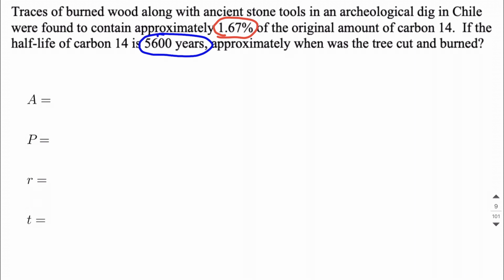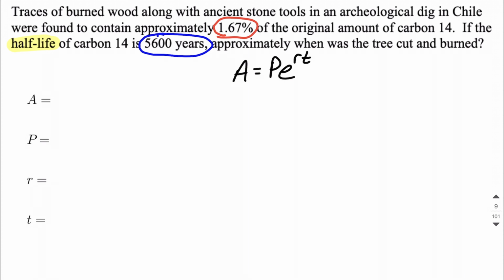All right, so big keyword there, we see half-life come up. We want to know approximately when was the tree cut and burned. So to put this information together, and this is kind of a tricky problem, this is all going to fit into our A equals P times e raised to the rt formula. You may see different variables here depending on exactly how this has been taught to you, but basically I use the banking ones where A is the accumulated amount, what you end up with, P is what you start with, r is our rate, and t is our time.